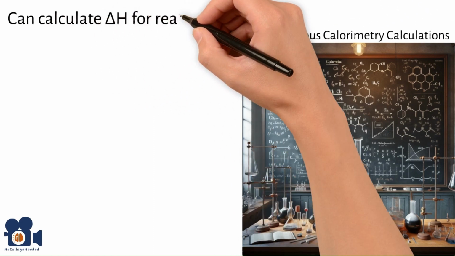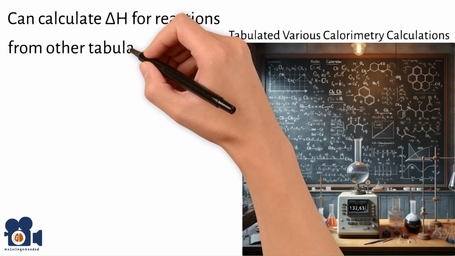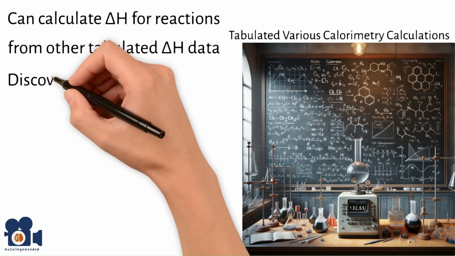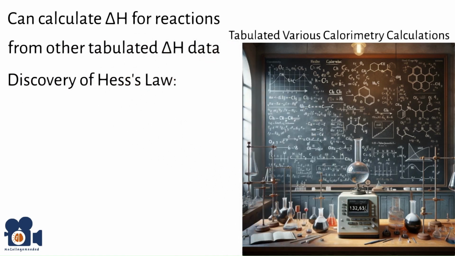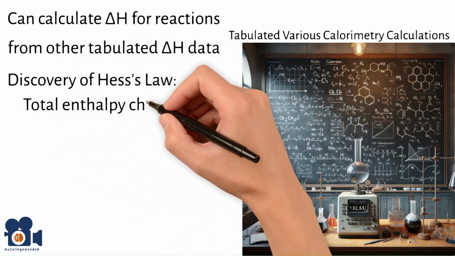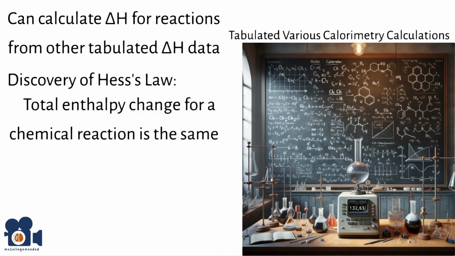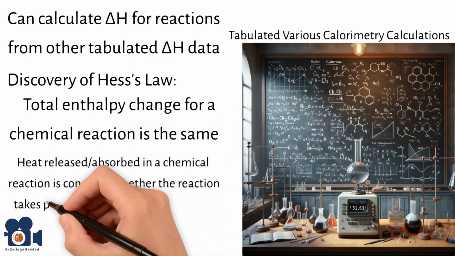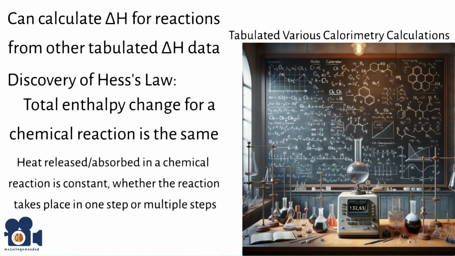calculate delta H for any reaction from other tabulated delta H values, thereby saving time and not having to do all the calorimetric measurements. This led to the discovery of Hess's law, which is a principle in chemistry that states the total enthalpy change for a chemical reaction is the same regardless of the pathway by which the reaction occurs, provided the initial and final conditions are the same. Simplifying this law implies that the heat released or absorbed in a chemical reaction is constant whether a reaction takes place in one step or multiple steps.